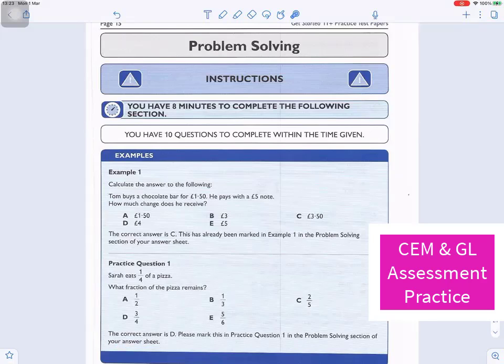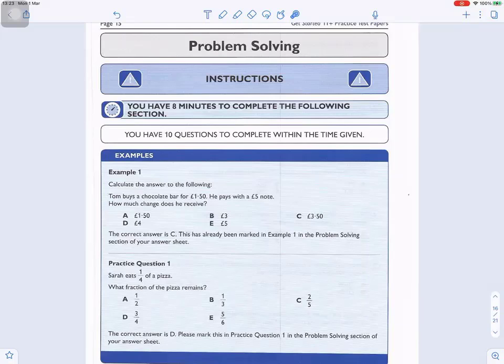And after you do that, you wait for the next instruction before you go to the set of questions. And they will give you 8 minutes to do the next set of questions. And then you mark your answer. So that's how you start to practice for the 11 plus exams. You time yourself to get better at doing it within that time and even checking your work as well.